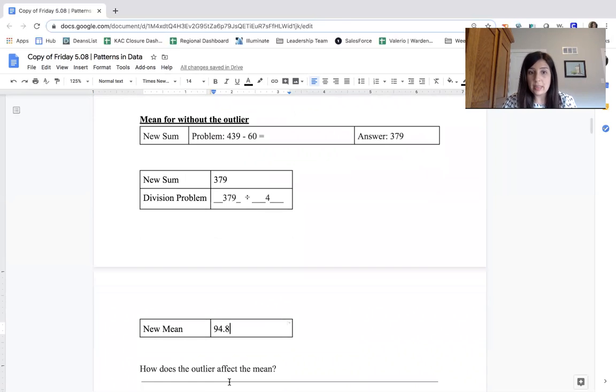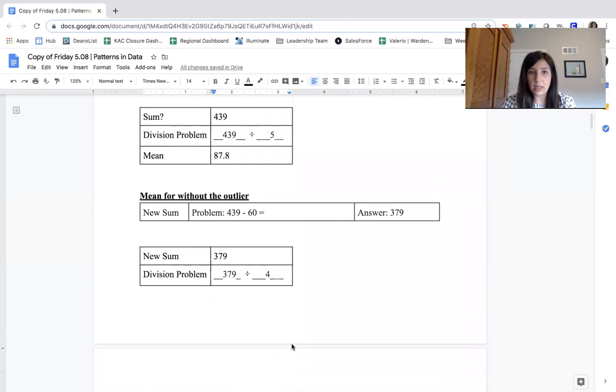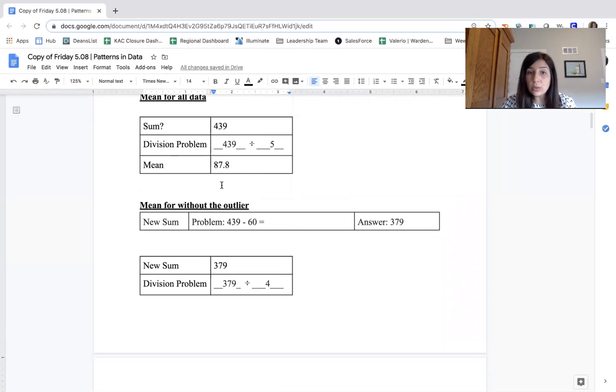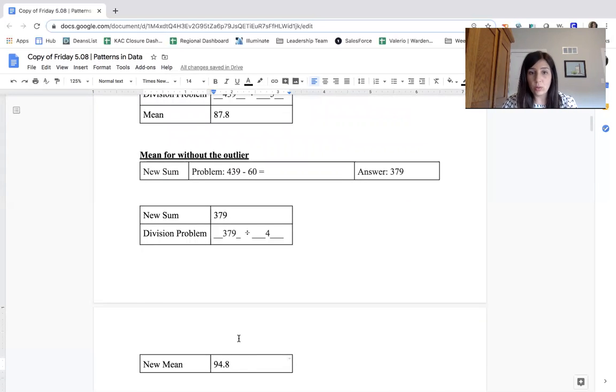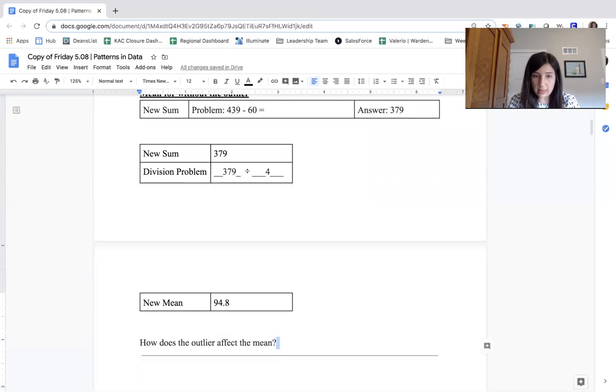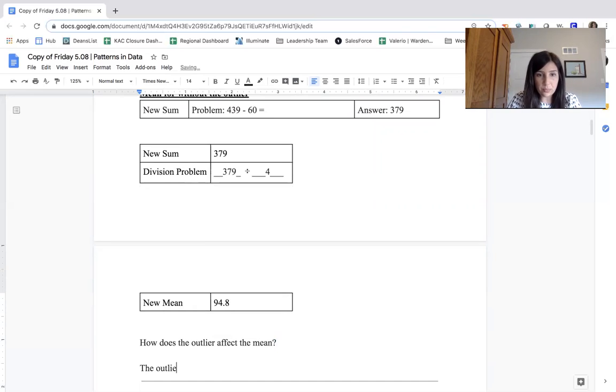I need to ask myself, how did the outlier affect the mean? Well, when the outlier was included in my data, I had an 87.8 average. When I took it away, it's 94.8. So that means that the outlier of 60 lowered the average. It brought his average down because that was an outlier that was less than the rest of the data set.